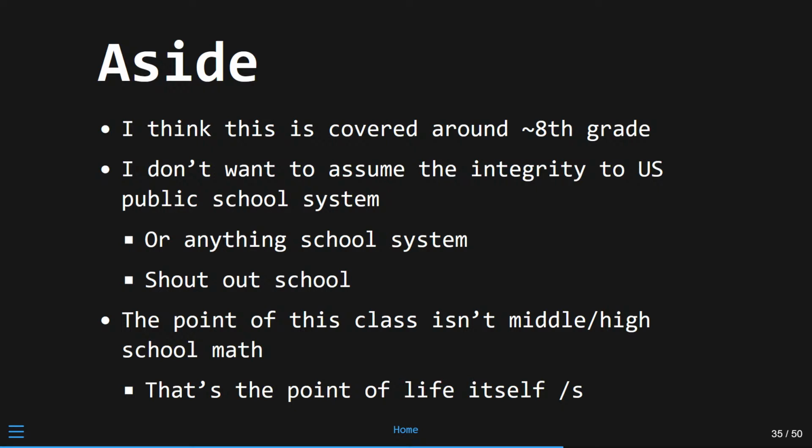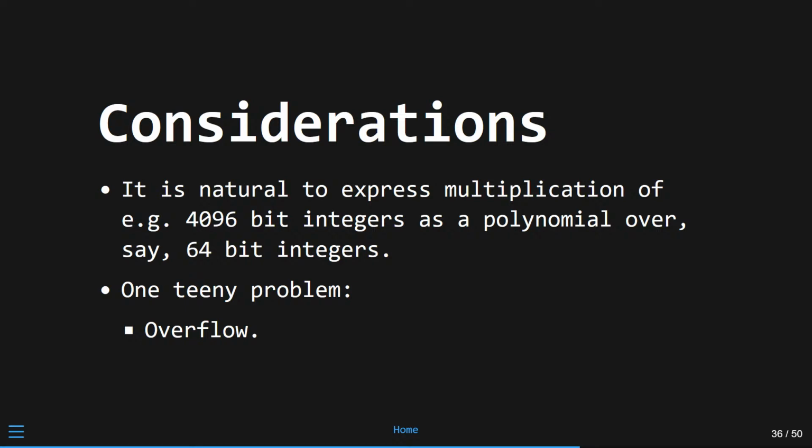So I'm assuming you can all still do multiplication because I think you all went to school when I did. But also, you don't want to assume people went to school in this country, though usually that doesn't matter what country you went to school in. It is natural to express multiplication of 4,096-bit integers as a polynomial over 64-bit integers.